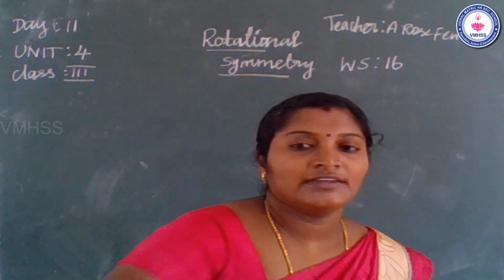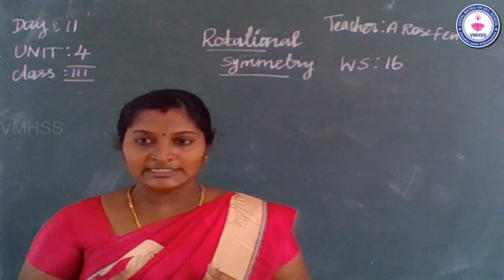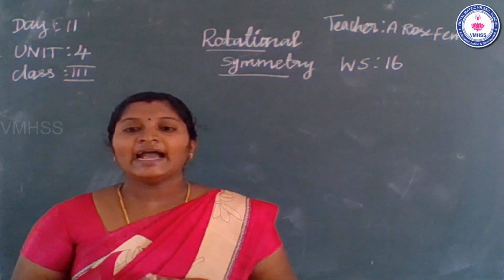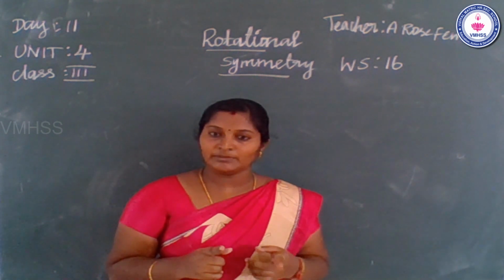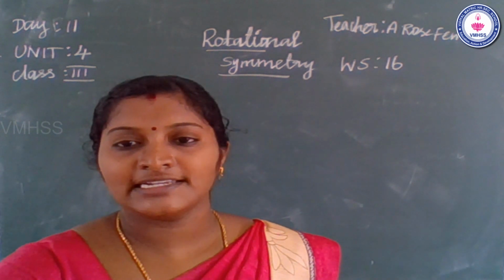So what is rotational symmetry? Rotational symmetry is known as radial symmetry. It is the property a shape has when it looks the same after some rotation from the original. Okay, dear children, see the next slide.